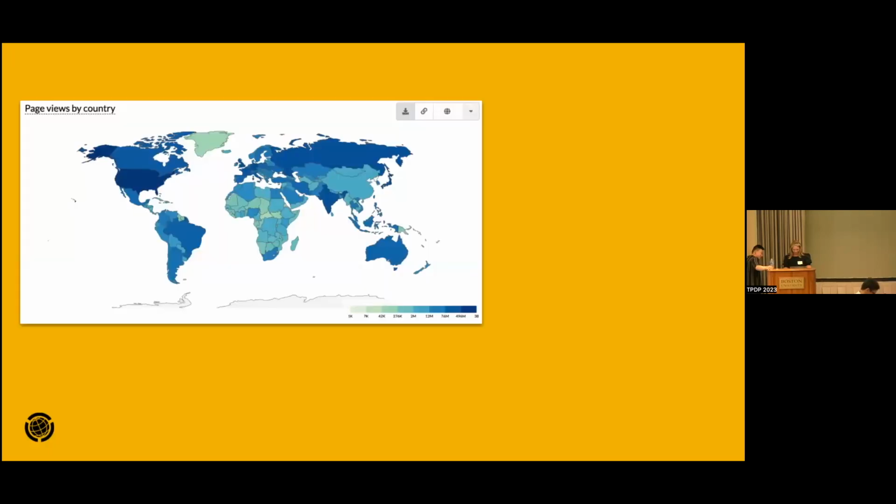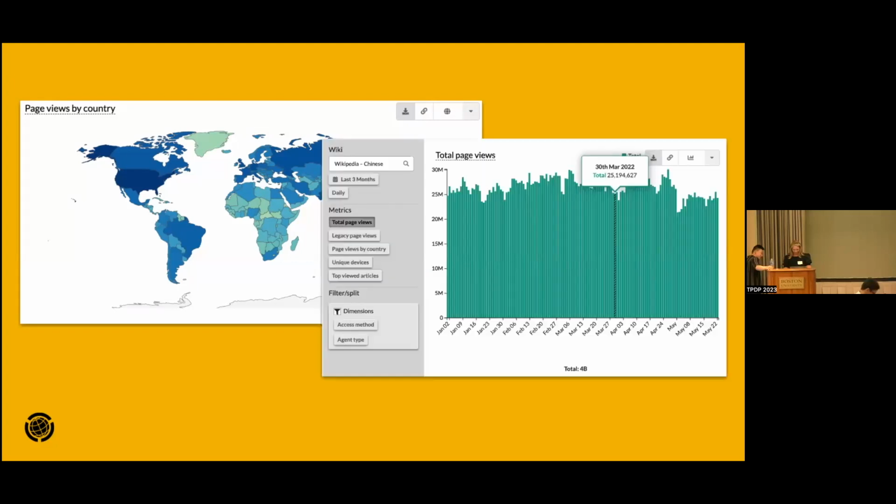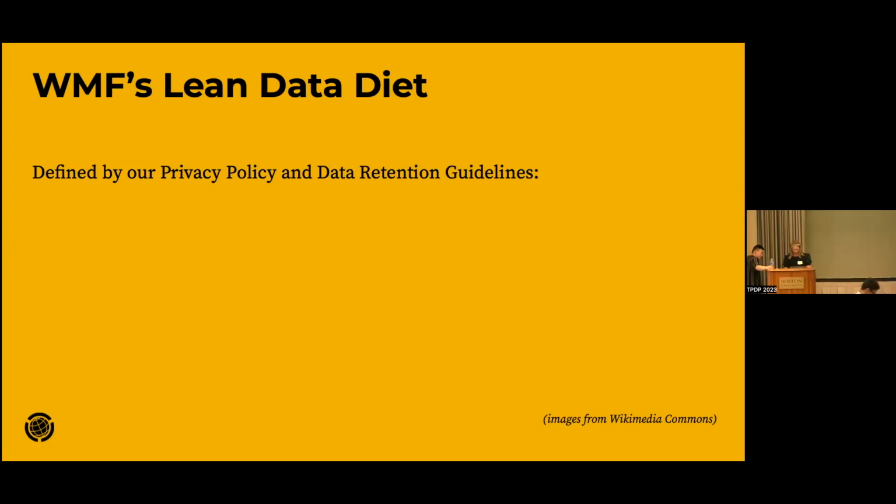But it also looks like a couple other things. For example, we release page views that are split up by country, and also page views that are split up by project. Now, on the other side of the coin, we have the lean data diet, which is an internal term. And this is defined by our privacy policy and data retention guidelines.